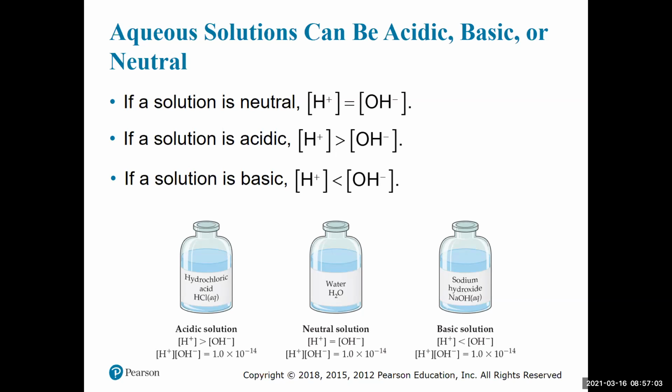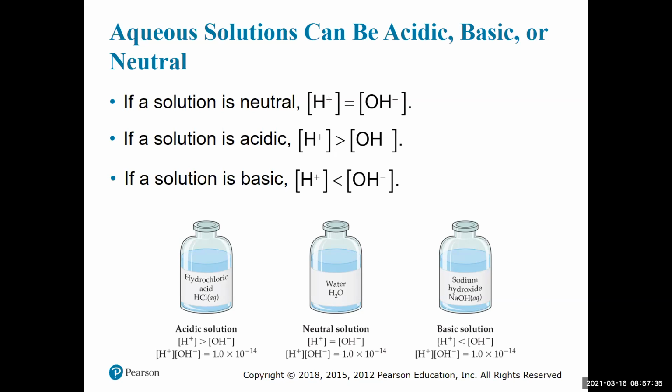So if a solution has a hydrogen ion concentration that's greater than the hydroxide ion concentration, we say that solution is acidic. If a solution has the hydrogen ion concentration less than the hydroxide ion concentration, then we say that solution is basic.